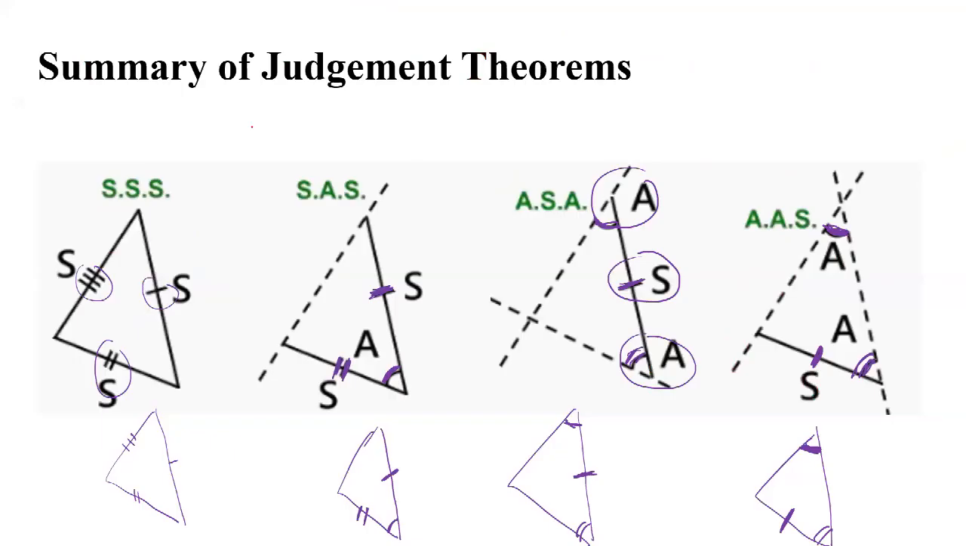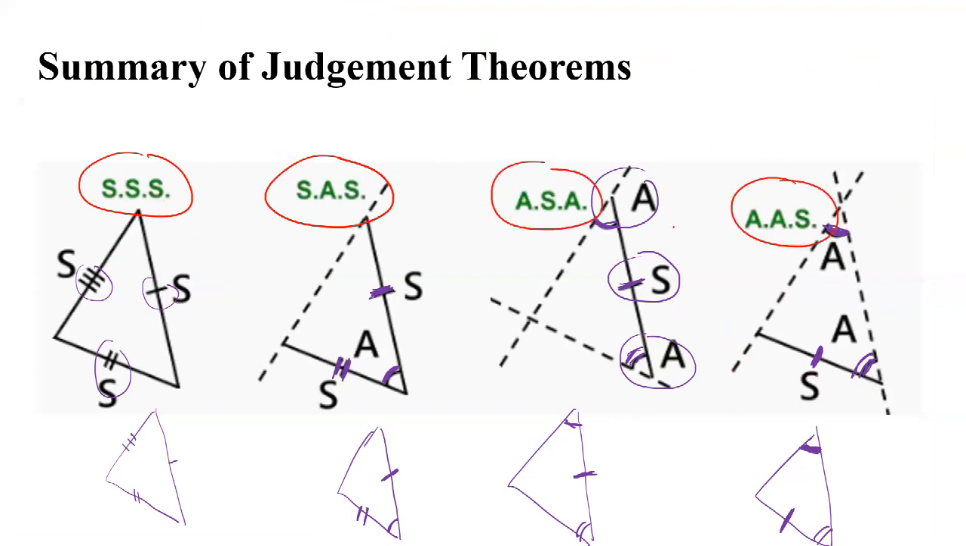The only four theorems you can use to prove that two triangles are congruent are SSS, SAS, ASA, or AAS. Do you follow me?